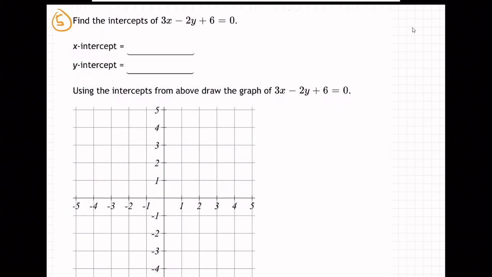Well, whenever you find intercepts, you have to plug in the other letter as 0. So to find the x-intercept, I'm going to plug in y equals 0. Take this equation right there, plug in y is 0. So what do I get? 3x minus 2 times 0 plus 6 equals 0, like that.